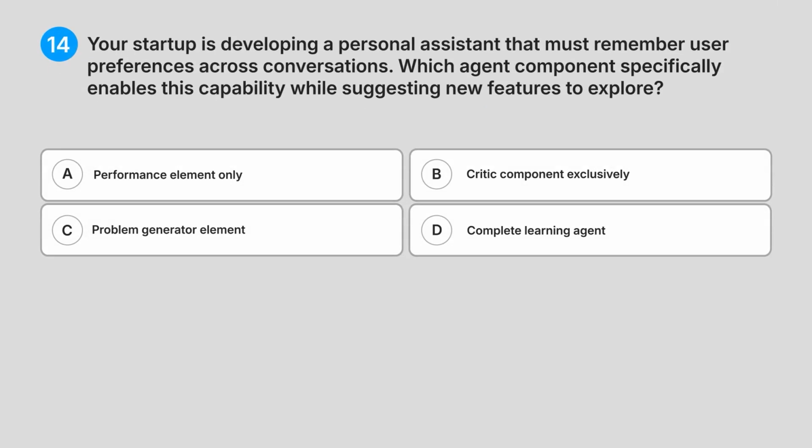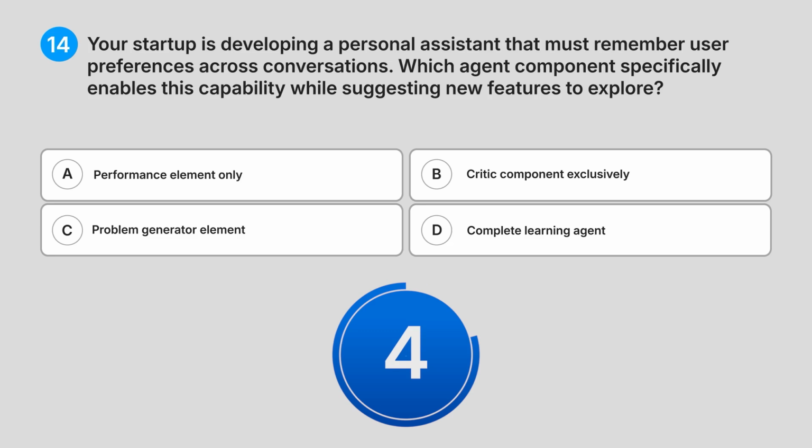14. Your startup is developing a personal assistant that must remember user preferences across conversations. Which agent component specifically enables this capability while suggesting new features to explore? A. Performance element only. B. Critic component exclusively. C. Problem generator element. D. Complete learning agent.